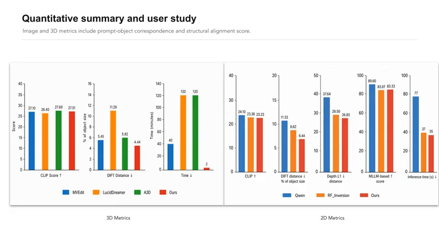ATATA improves image structural alignment over the RF inversion method and the Qwen image editing model, which is demonstrated by DIFT structural score and depth L1 distance. At the same time, ATATA still works faster than these methods.